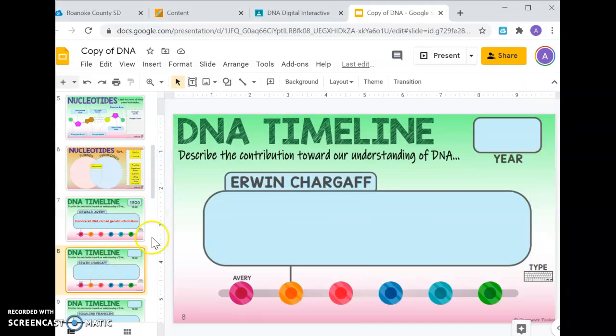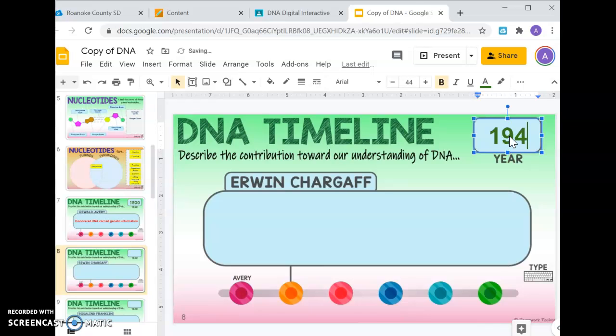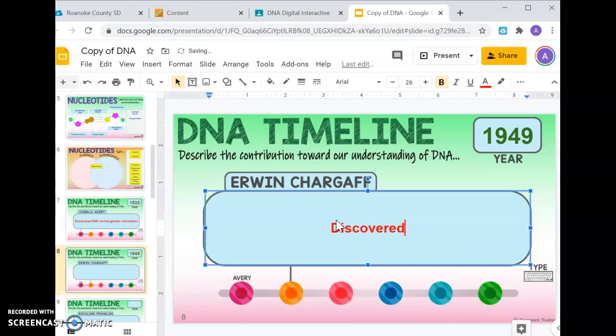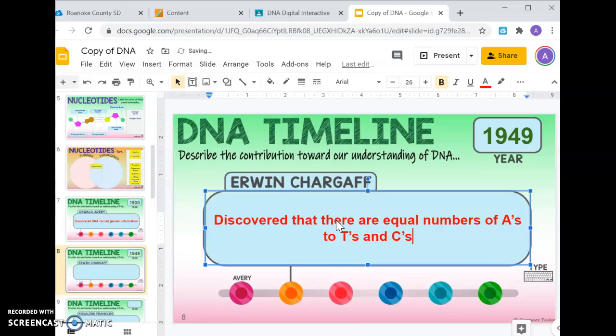All right. The next year, we have Chargaff. Chargaff was in 1949. And Chargaff is the guy who discovered, and we talked about this one in your notes, that there are equal numbers of A's to T's, because they go together, and C's to G's. If you remember from lecture, the apples go in the trees and cars go in the garage. For every garage, there must be a car, and for every tree, there must be an apple. Okay?